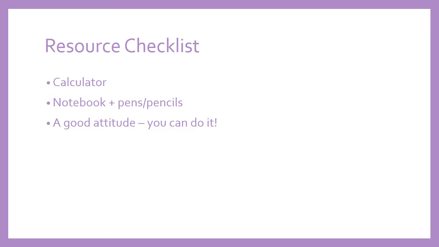A really quick resource checklist before we get started. Make sure you've got a calculator, something to write on, something to write with, and a good attitude. So we're still going to need a calculator when we're doing our index laws. And as always, even if it's a really complicated question, I know you guys can do it.